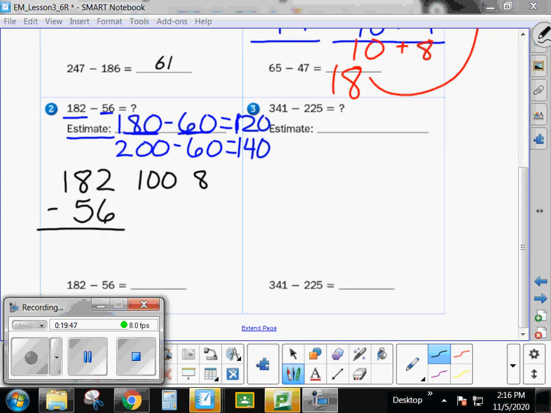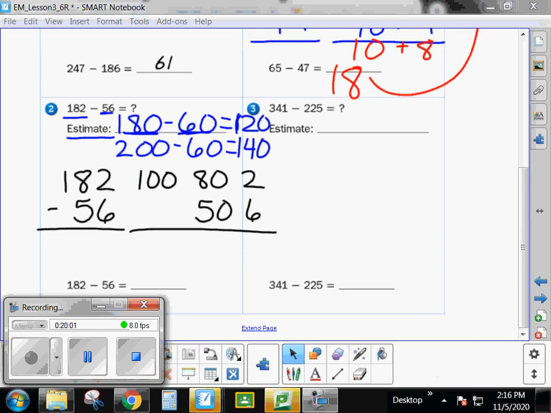100 plus 80 plus 2 minus 50 plus 6. Now be sure that you had those numbers lined up by place value. Make sure the hundreds, the tens, and the ones are all lined up. So you wrote your number in expanded form. Now it's time to trade. Check each place value. Make sure there's more on top. More on top. More on top.